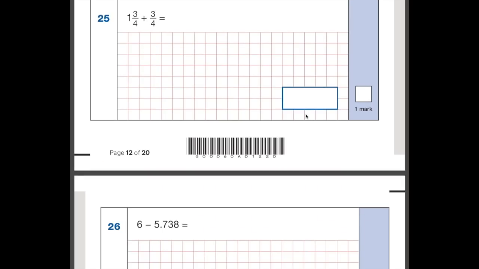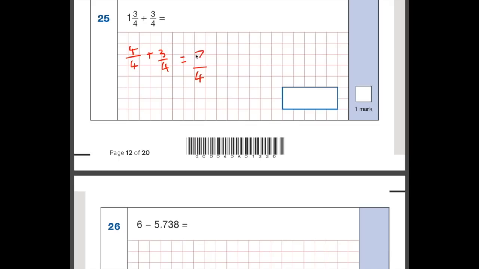Number 25, we have 1 3/4 plus 3/4. What you could do is change this mixed number into an improper fraction. So to do that we say, well, how many quarters go into one whole? And if you imagine a whole pizza, there are 4 quarters in one whole. So we have 4 quarters here in our whole, but we also have the 3/4 extra. So 4 quarters add 3/4 is 7 quarters. So 7 quarters is the same as 1 whole and 3/4.